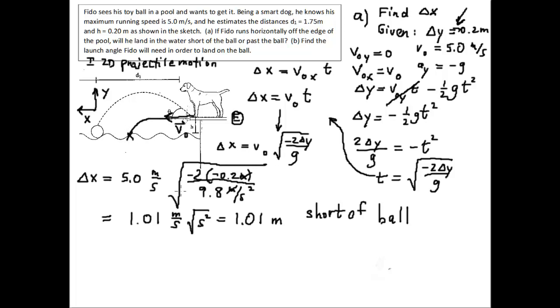Now, what if our answer had been 2 meters? If our answer had been 2 meters, it would mean that Fido overshot the ball, and he would probably then want to take off at a downward launch angle in order to hit the ball. But in this case, he needs to have an initial takeoff angle greater than 0 degrees, because it was 0 degrees in this problem.